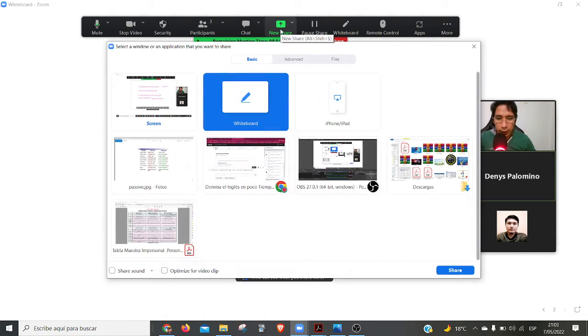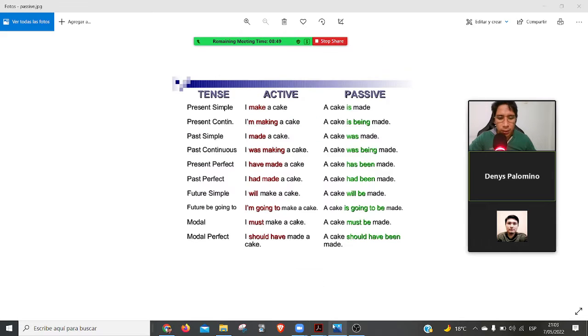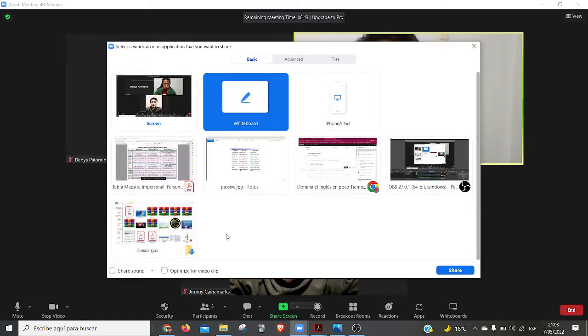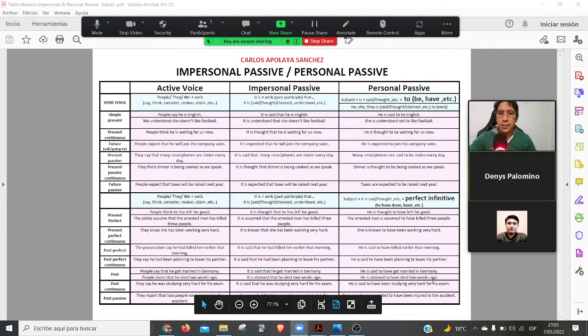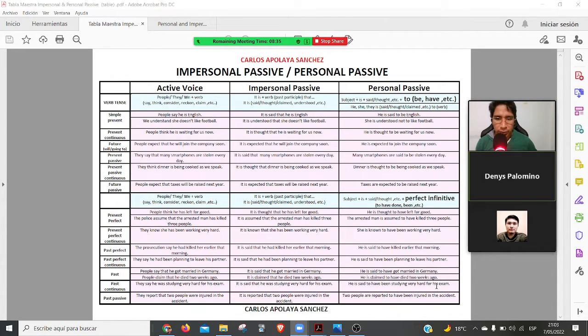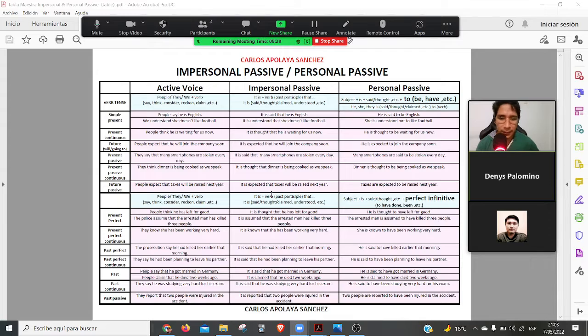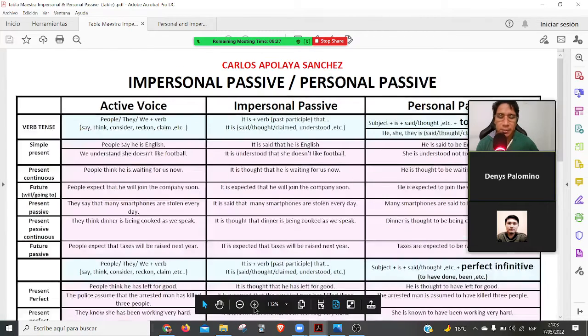Un chart. Denme un segundo. Voy a abrir mi chart. One second. Para que ustedes puedan encontrar ahí los... A ver, acá está. Ya lo tengo. No sé si lo pueden observar. Se ve este chart. Está completo con todos los tiempos. Sí, se los voy a enviar también por si acaso. Aquí les echo el resumen de las clases anteriores con el personal passive. ¿Vale? Voy a hacerlo un poquito más grande y vamos a analizar un poco.